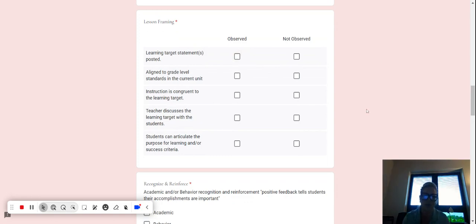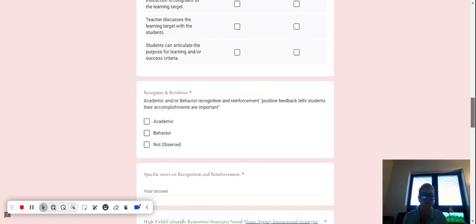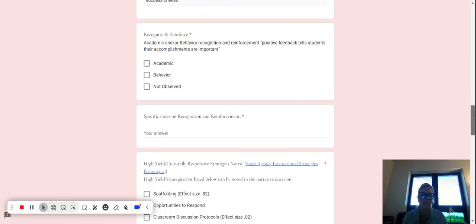So this is your next lesson framing. Remember that lesson frame, lesson targets, I can statements should be posted every lesson and every day. And so it's either observed or not observed. So you have your target posted. Does it align with your standard? Is it congruent? So do they match? Do they discuss it? And then can the students actually articulate it? So those last two might be hard unless you specifically ask students. And on the teacher discussing one, we may just not be there when you discuss it, and that's okay, but just keep in mind that that is best practice.